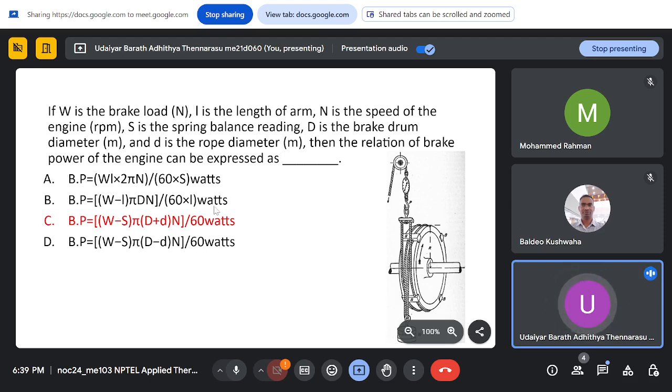If you calculate it, it will become W minus S into pi into D plus d. This is from the center of the wheel to the center of the rope, so it will be D plus d. It cannot be D plus 2d, because 2d would be the outer one; here the force acts at the center of the rope. So it will be the wheel diameter plus the rope diameter. So the net force is W minus S, into radius, into omega, which is 2 pi N by 60. That comes out to be option C, W minus S into pi into D plus d into N by 60 watts. So any doubt here?